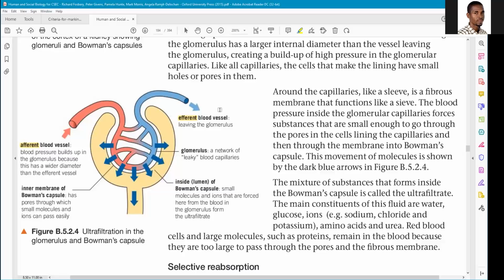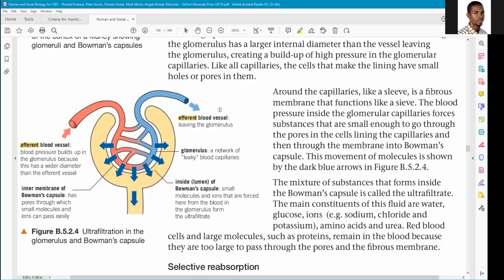We continue reading. This comes about because the blood vessel entering the glomerulus has a larger internal diameter than the vessels leaving the glomerulus, creating a buildup of high pressure in the glomerulus capillaries. Like all capillaries, the cells that make the lining have small holes or pores in them. Around the capillaries, like a sleeve, is a fibrous membrane that functions like a sieve. A sieve is a strainer.